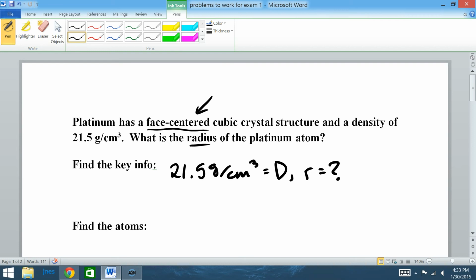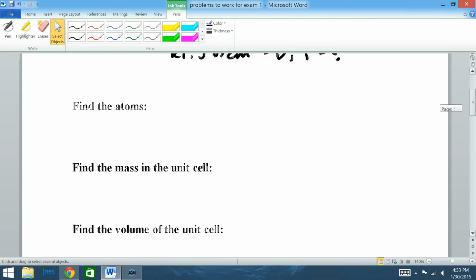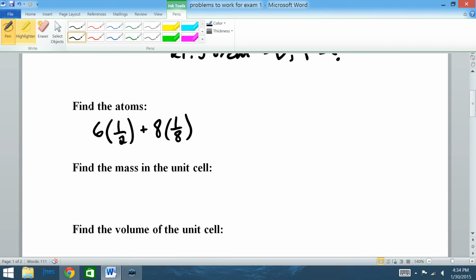So next up, we're going to have to find the number of atoms in the crystal. And this is going to require us to know the type of crystal. Because this is a face-centered cubic crystal, we have 6 faces, and each face represents half of an atom. 6 times 1/2. We've got 8 corners. Each corner represents an eighth of an atom. So 6 times 1/2 is 3. 8 times an eighth is 1. Add up 3 and 1. We get 4 total atoms in our crystal structure.